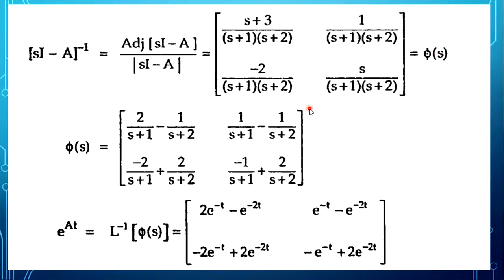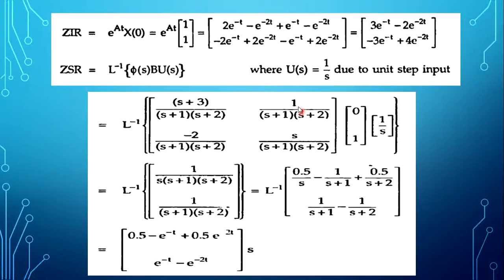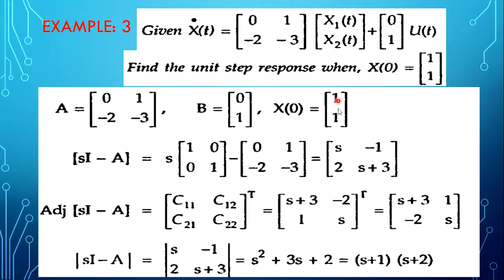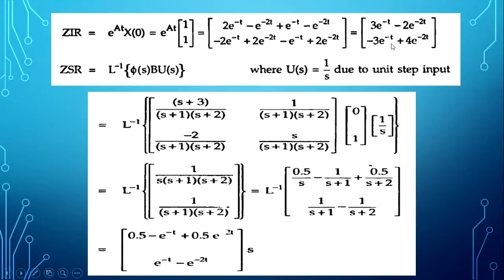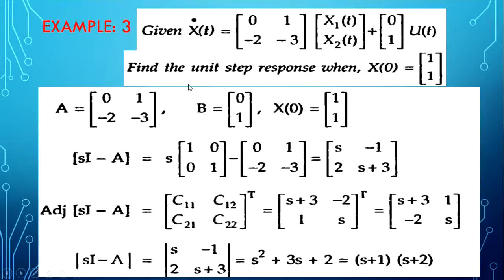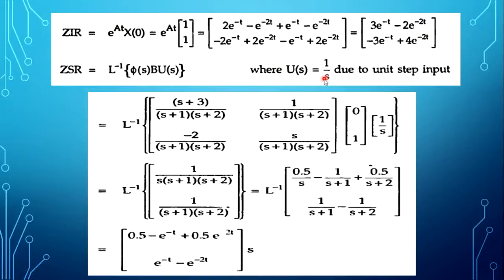So take that phi of s matrix, the inverse Laplace transform of phi of s. This is the B matrix, from the given example, B U of t. So the B matrix is 0 1, times U of s. In the given question, find the unit step response. So U of s is 1 by s.